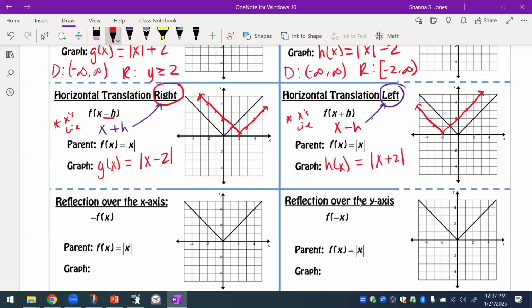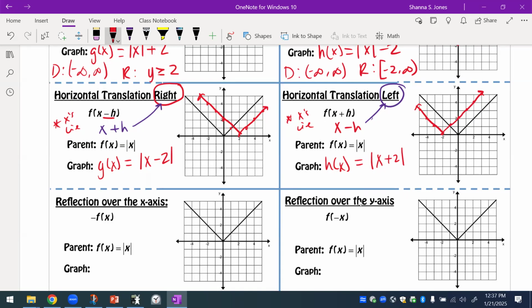We did G right there. That was for vertical. Now we're on horizontal. I'm using G and H the whole time. Okay. It's just the name of the function. Remember, functions have names, right? That's it. G and H are just the name of the functions. It doesn't change anything. It's just what the function is called.